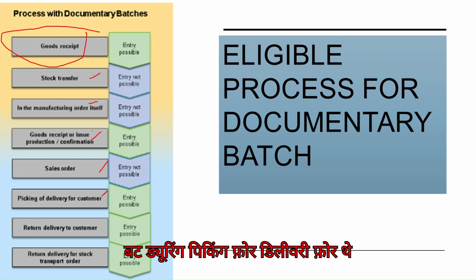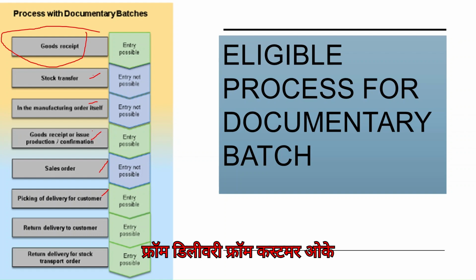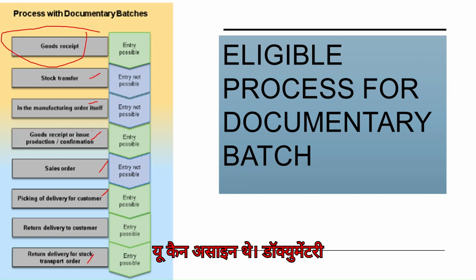But during picking for delivery for the customer, that time you can give the batch number for either picking or return from delivery from customer, or any return delivery from stock transport order when you do the return delivery. So basically for picking up delivery or return delivery you can assign the documentary batch. Okay, so there are limitations of using the documentary batch for the receipt.